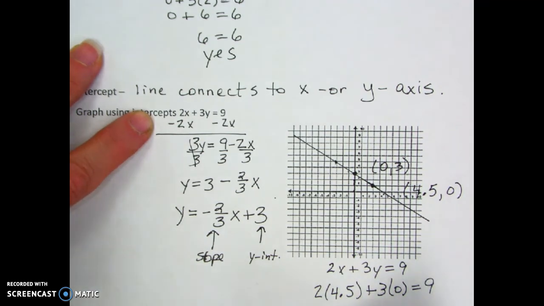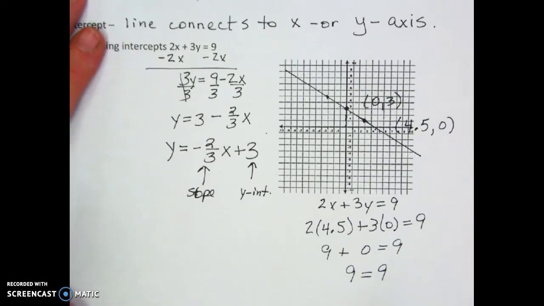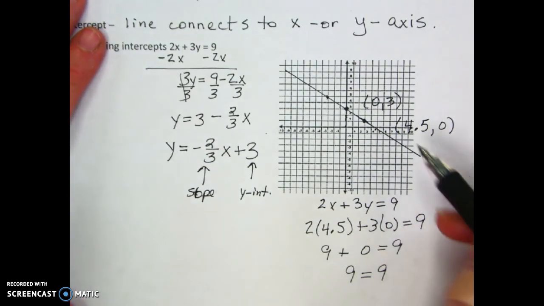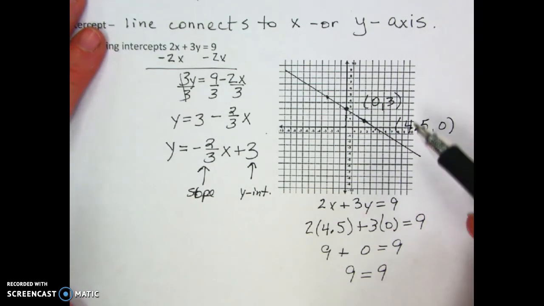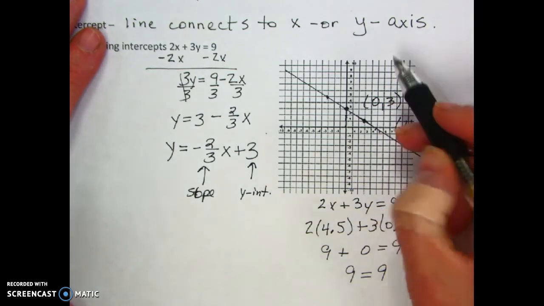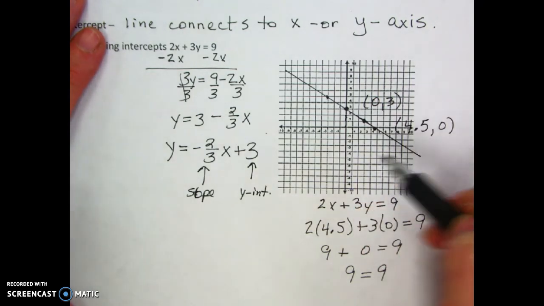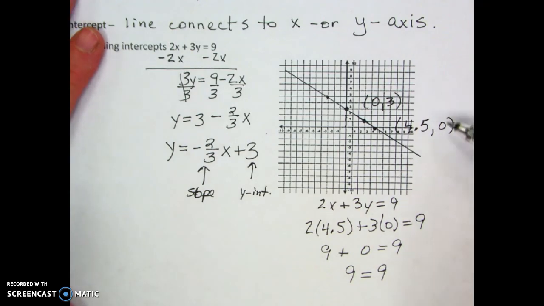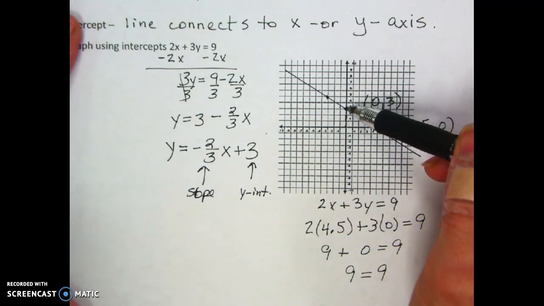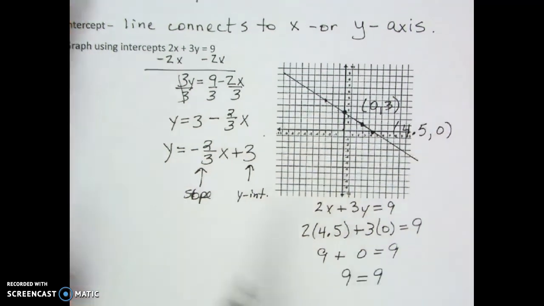Well, 2 times 4.5 is 9. Anything times 0 is 0. So this does indeed add up to 9, which means, yes, it's going to work in the equation. It's going to be on the line, and that is our other intercept. Okay, so our other intercept is right here. It's kind of in between the 4 and the 5, so we had to guess at that, but it was at 4.5. So we have our y-intercept, where our line crosses the y-axis, and we have our x-intercept, where our line crosses the x-axis.